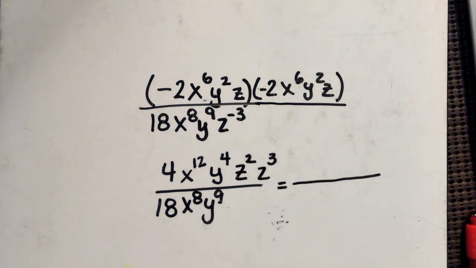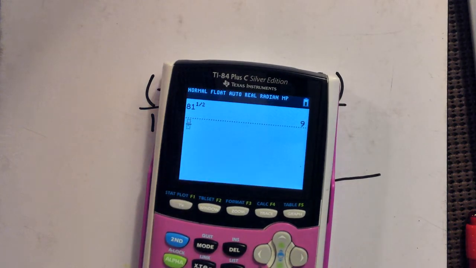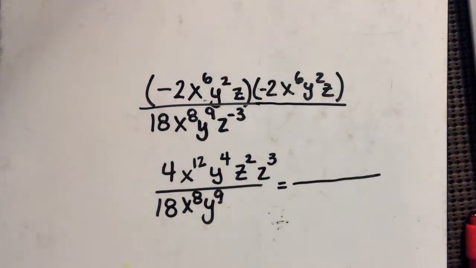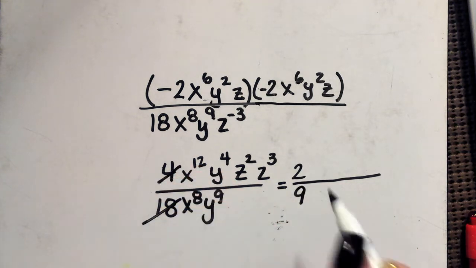4 over 18. Let's grab our calculator. Let's turn it on. Let's alpha y equals that. 4 over 18 is 2 over 9. So this is 2 over 9. I'm going to mark those off.